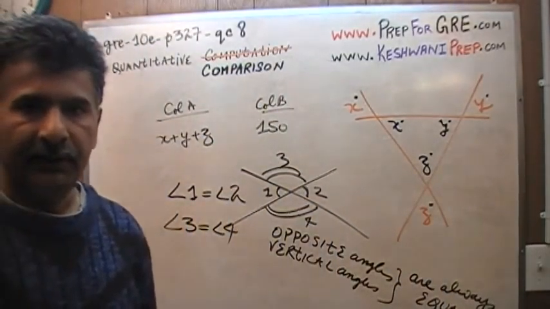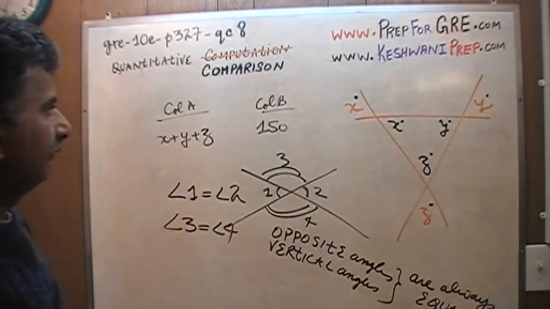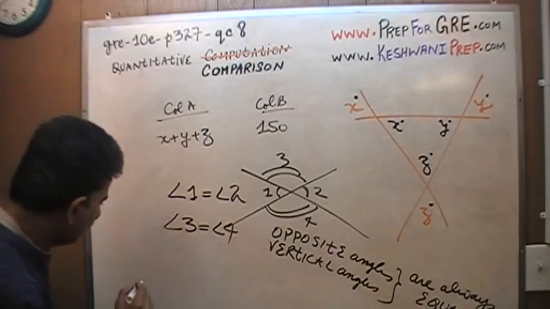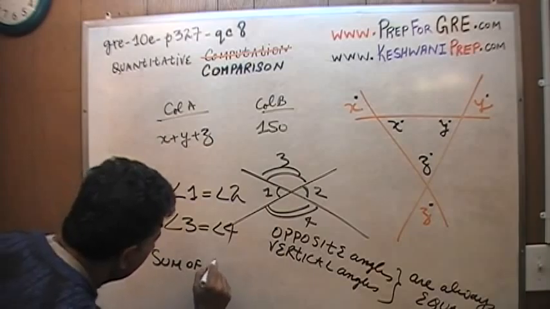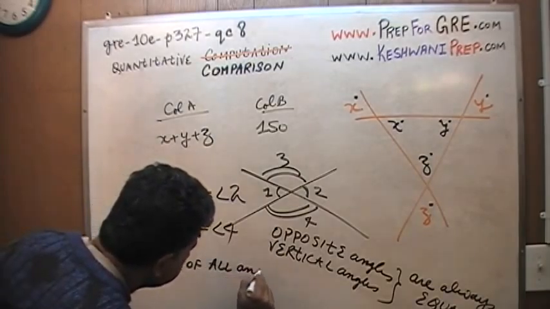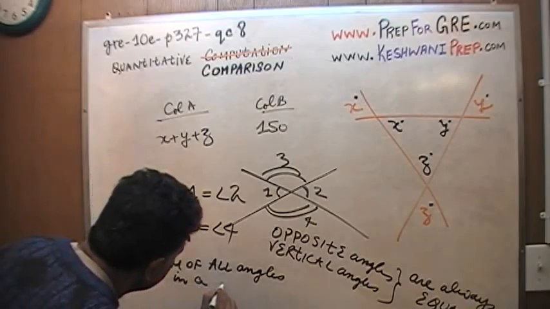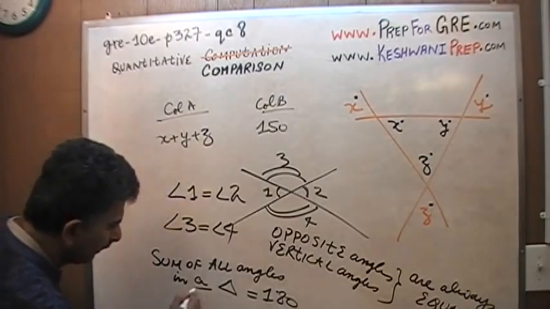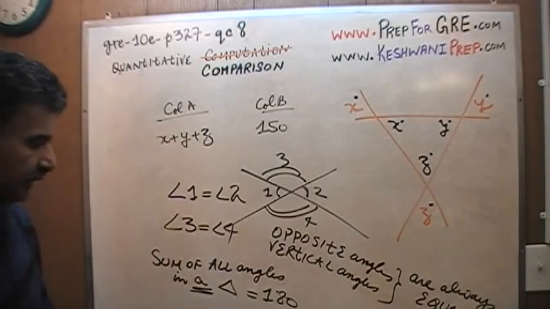The second concept that they're testing here is that the sum of angles, let's see, I left no room anywhere to write what I need to write. Let's put it at the bottom here. The sum of all angles in a triangle equals 180. Notice how we wrote it. The sum of angles in a triangle, any old triangle. It does not need to be any particular shape.